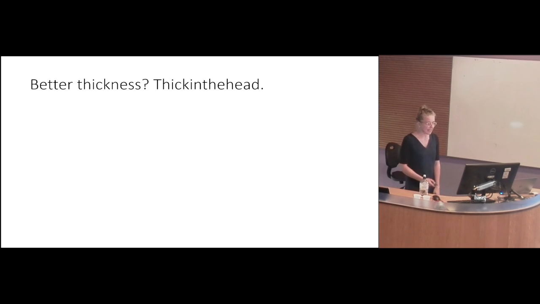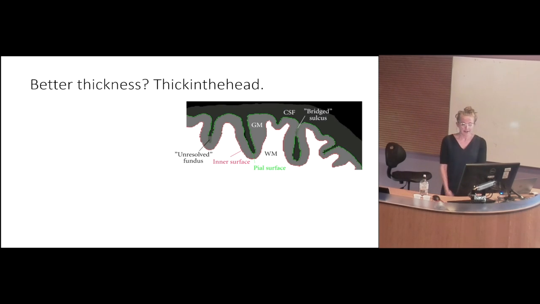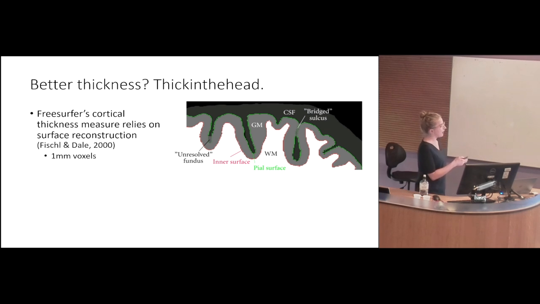So Thickinthehead is arguably a better thickness measure. Here is one of the problems about thickness measures in, for example, FreeSurfer. What you can see here in dark gray is the cortical thickness. That's just the difference between the red line and the green line. And if you reconstruct your structural images well, then you get pretty decent, really good estimates of cortical thickness.